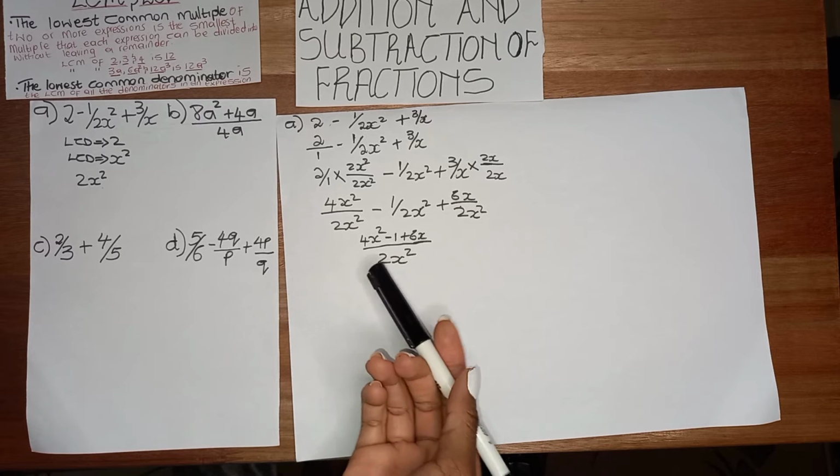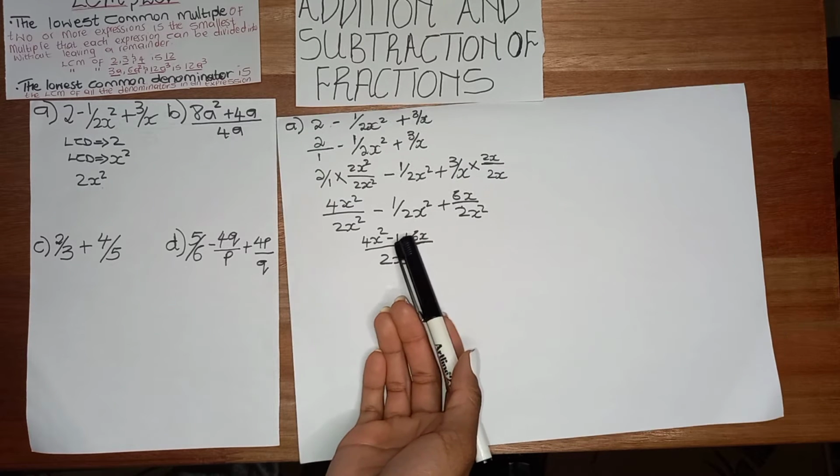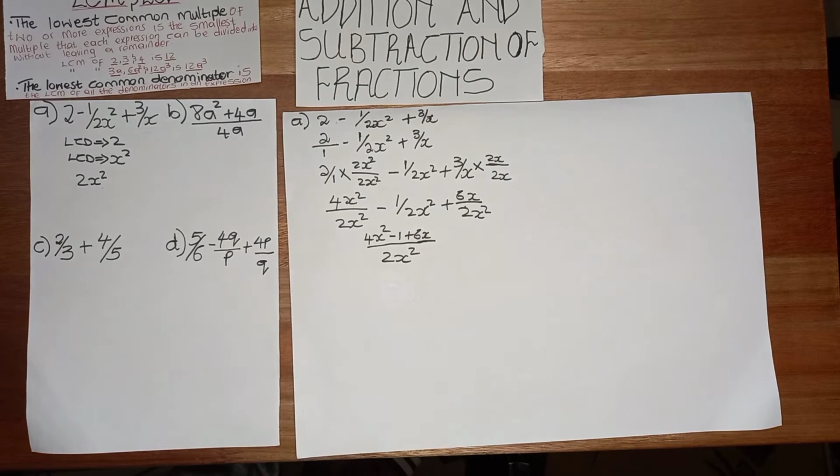There's no way that you can add these terms in the numerator because they're not like terms. They do not have variables with the same exponents. So basically, when adding and subtracting fractions, first step, you make the denominators the same, and then you add or subtract the numerators if they are addable or subtractable. So let's move on to letter B.